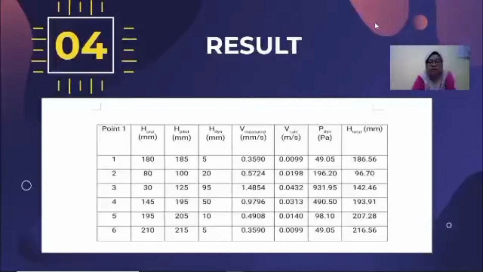To calculate the dynamic head, h_p minus h_s, from 4.1. To get the result for h dynamic, h_p, we substitute 185 and minus h_s, which is 180. So we get the answer 5 millimeter. For measured velocity, we use the equation velocity measured equals volume flow rate over area. From 4.1, we got the answer for velocity measured is 0.5590 m/s.